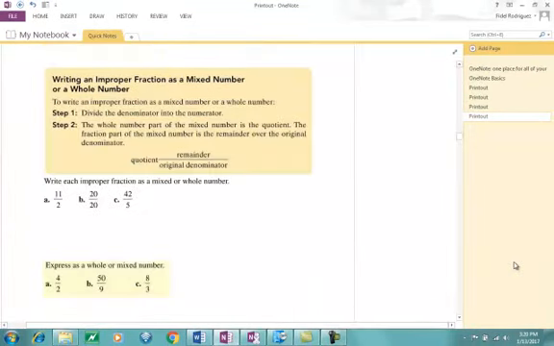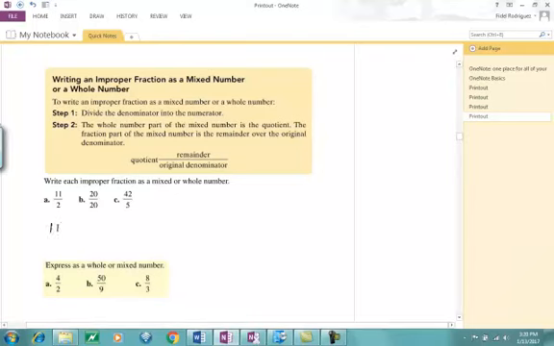All right, for the next part that I have here, we're going to go backwards now. We're going to write an improper fraction as a mixed number or a whole number. It says to write an improper fraction as a mixed number or whole number, number 1, divide the denominator into the numerator. Number 2, the whole number part of the mixed number is the quotient. The fraction part of the mixed number is the remainder over the original denominator. So let's figure that out.